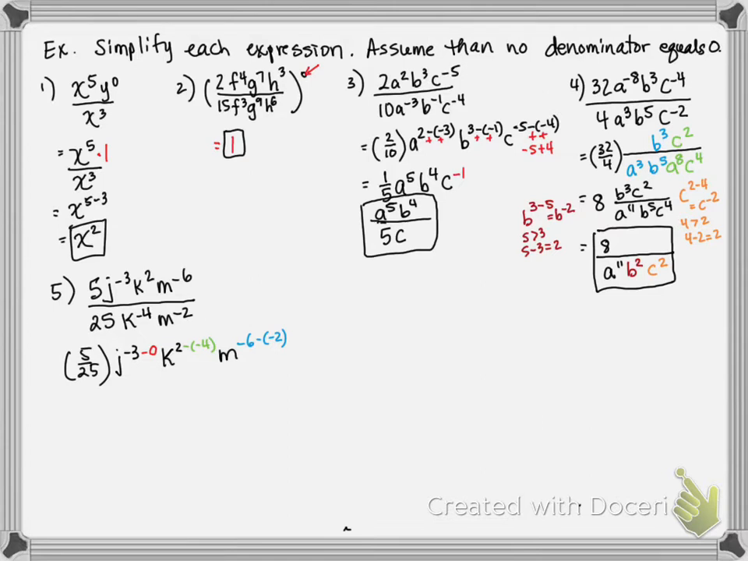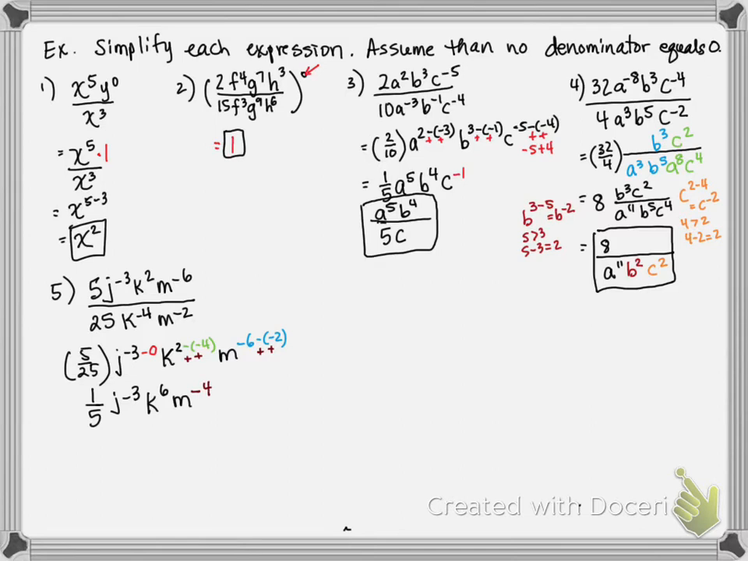So fraction-wise, we get 1 over 5, and then j to the negative 3rd. Over here, we add the opposite. So that's 2 plus 4, which gives me k to the 6. On the m's, I'm also adding the opposite. So now I have negative 6 plus 2; signs are different, bigger number is negative, and 6 take away 2 is 4.